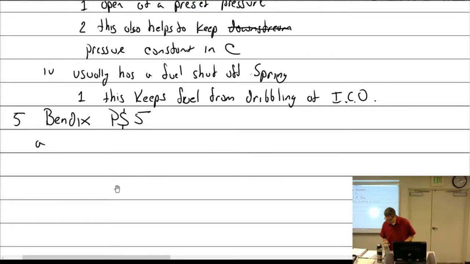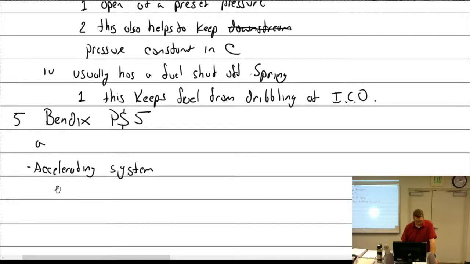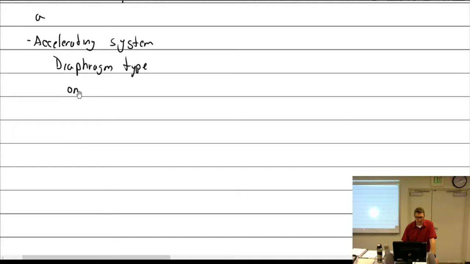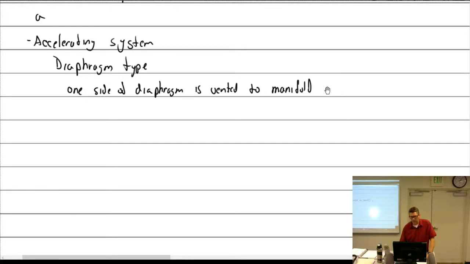We did the review. Where am I at now? Accelerating system. This is the diaphragm type. One side of the diaphragm is vented to manifold pressure. We'll make that A, we'll make that B. Other side contains metered fuel pressure.